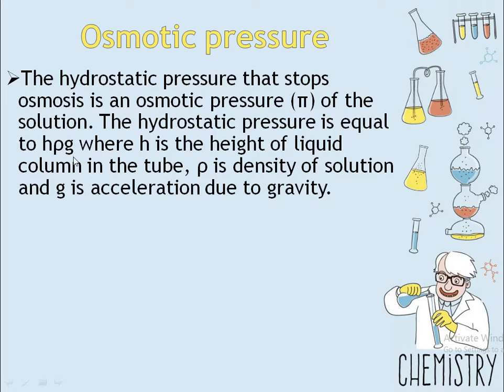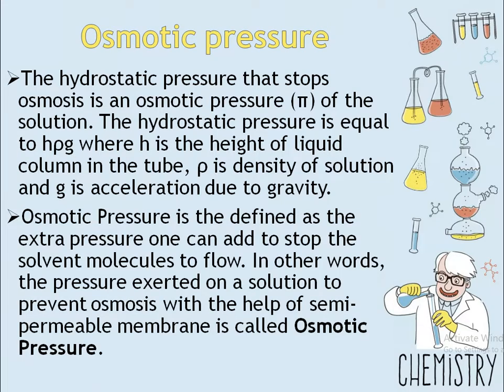So, we can define osmotic pressure as the extra pressure one can add to stop the solvent molecules from flowing. In other words, the pressure exerted on the solution to prevent osmosis with the help of a semi-permeable membrane is called osmotic pressure. It should be noted that the osmotic pressure is not the pressure produced by the solution. It exists only when the solution is separated from the solvent by a semi-permeable membrane.